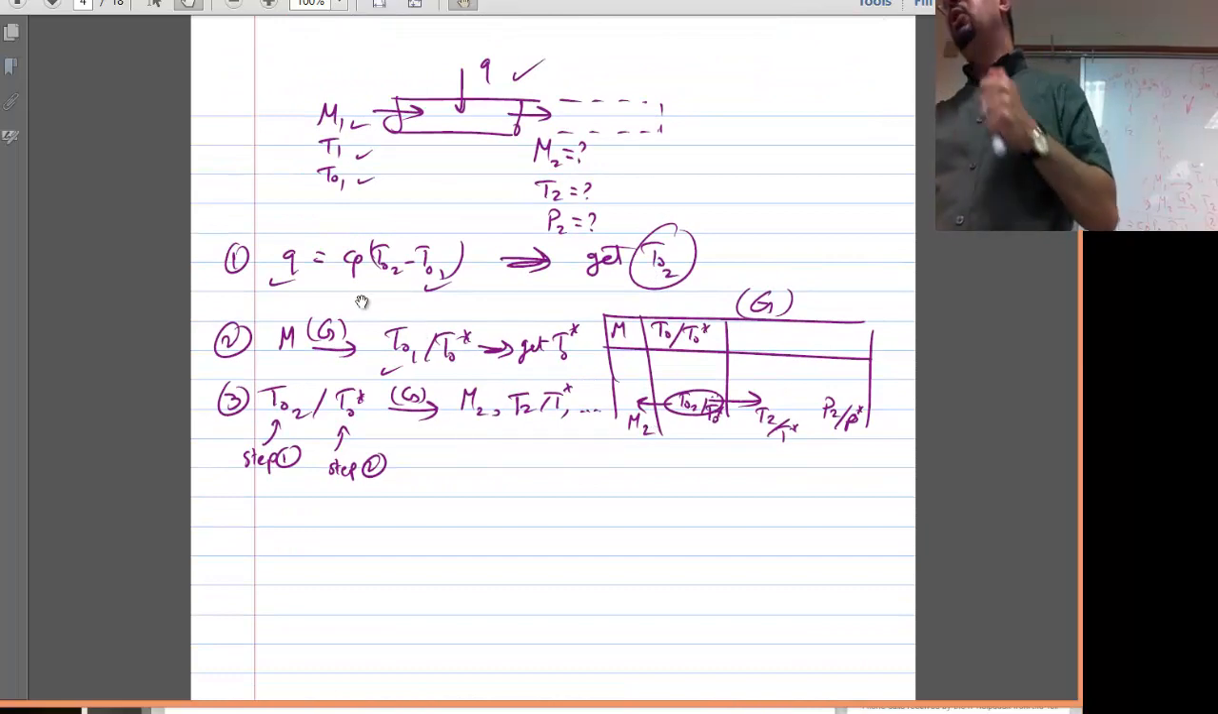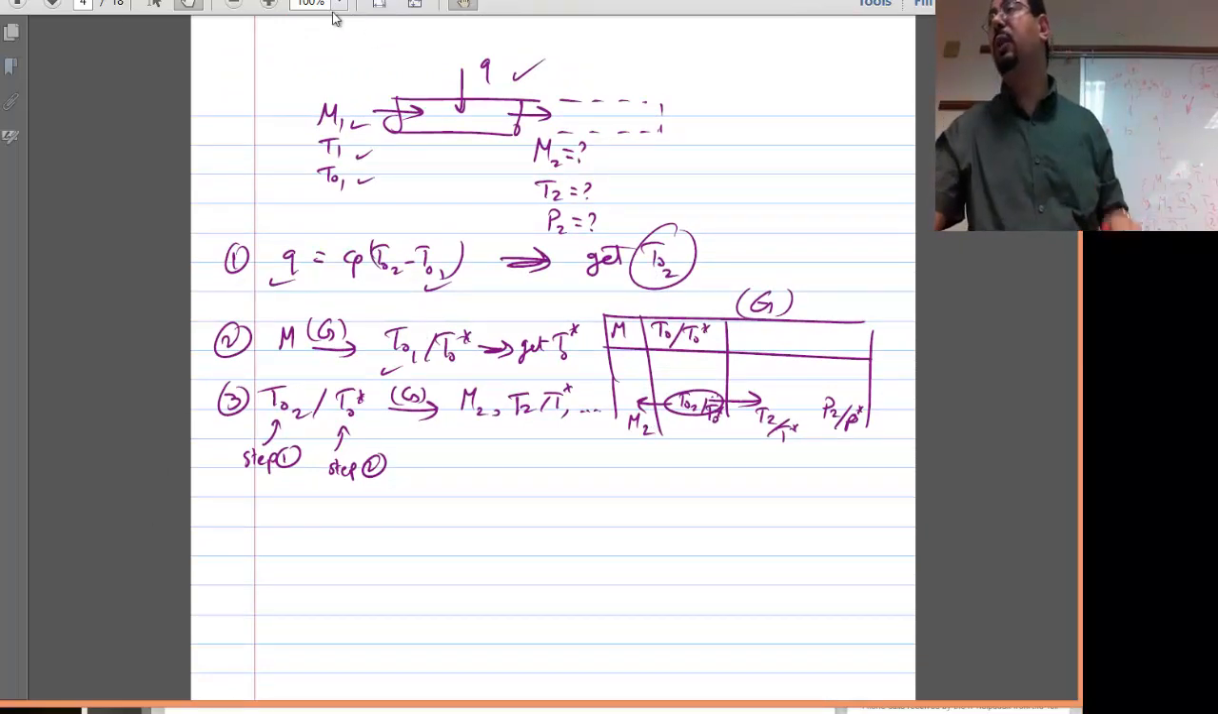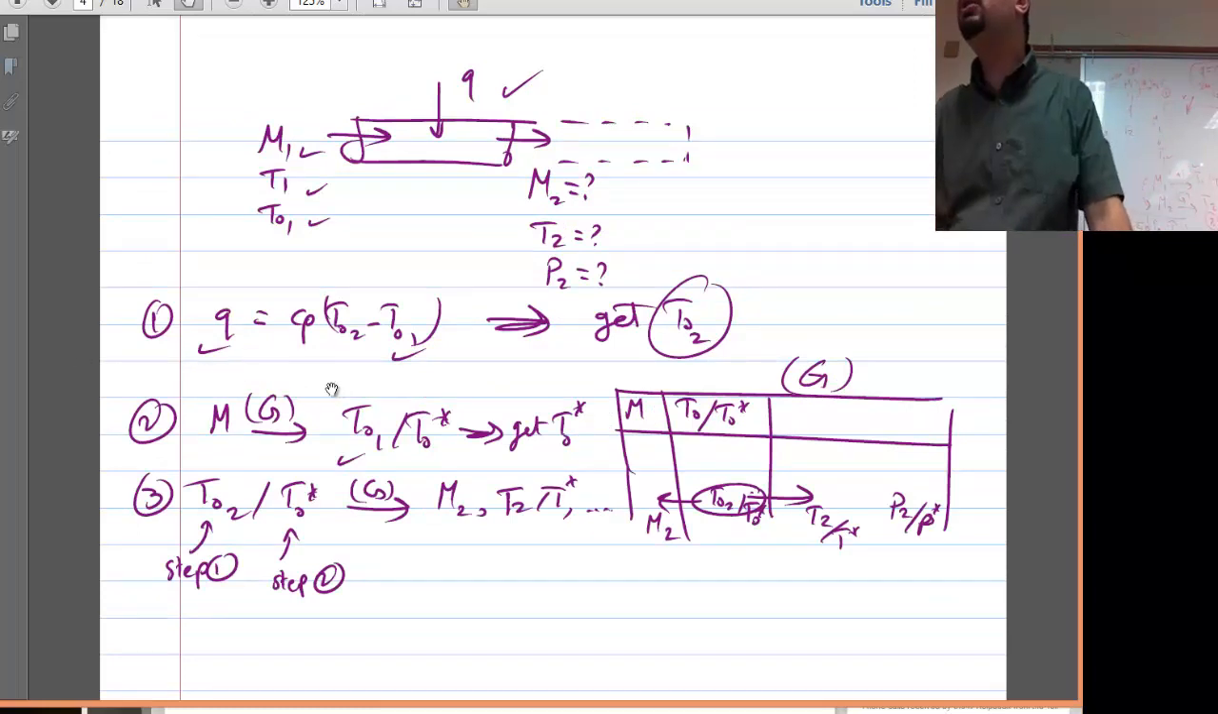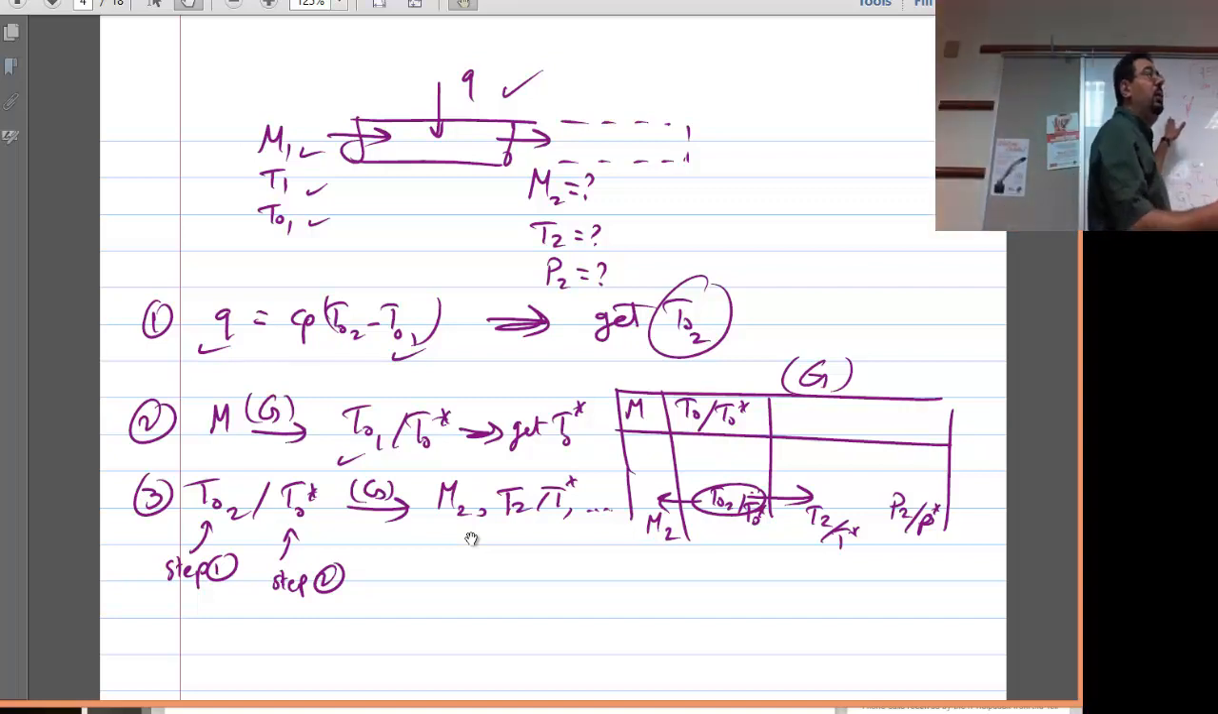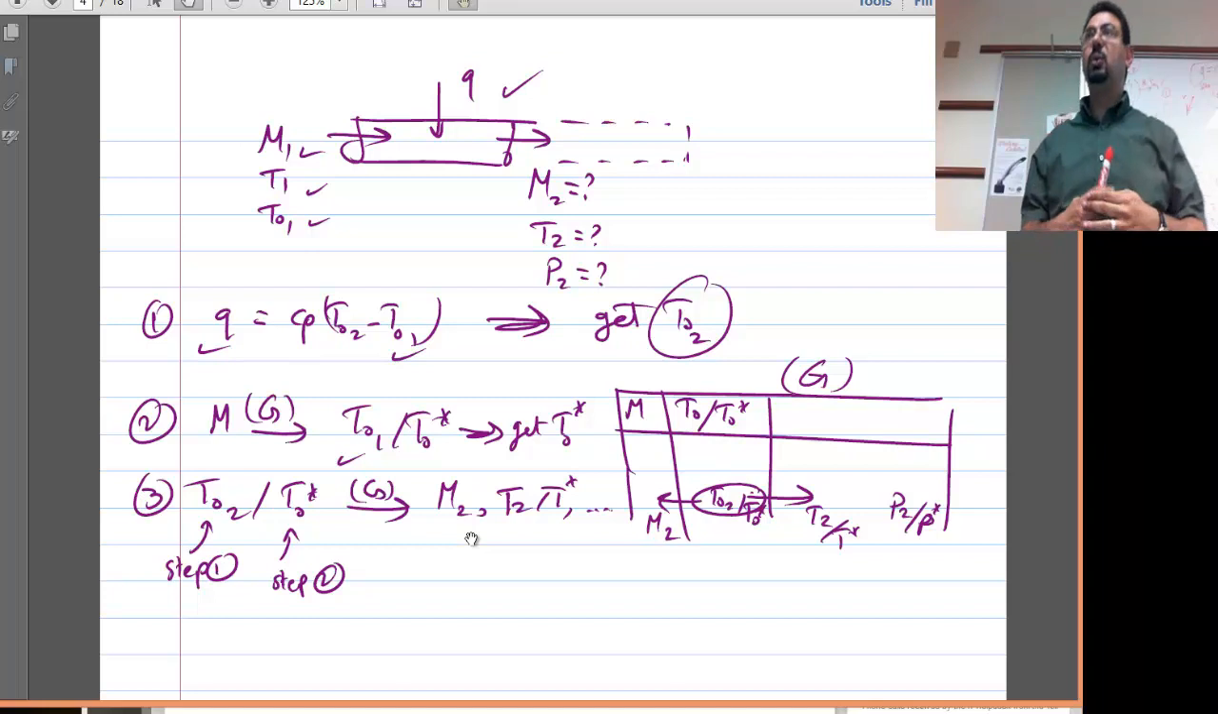Alright guys? So here is the procedure for solving those Rayleigh flow problems. Always use this equation. You know T naught 1 and the Q, so you'll be able to calculate T naught 2. Once you have T naught 2, you can use it this way. That's what Kenny had the free homework for. Using M1, you can get T naught 1 over T naught star. That will allow you to get T naught star. Once you have T naught star and T naught 2, this will allow you to get M2. If you have M1 and M2, you can get anything. If you have P1, you can get P2. If you have T1, you can get T2. If you have P naught 1, you can get P naught 2. Okay? Questions?